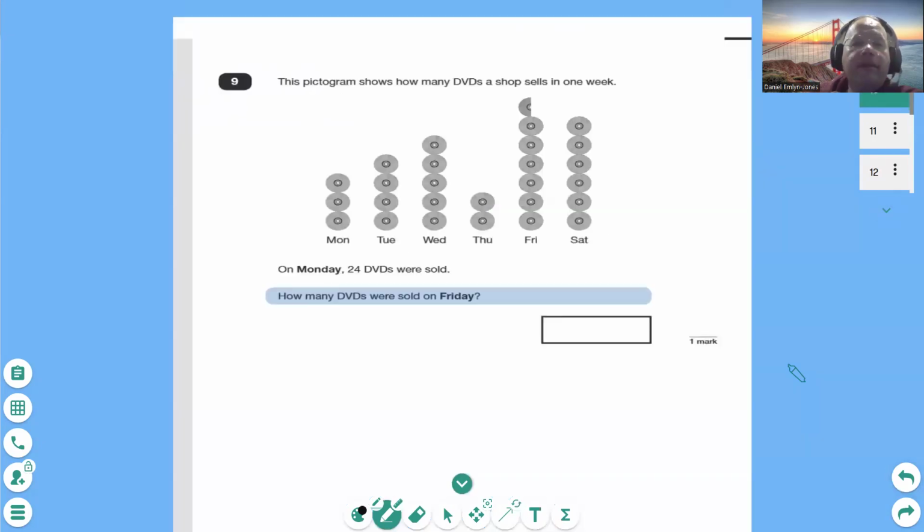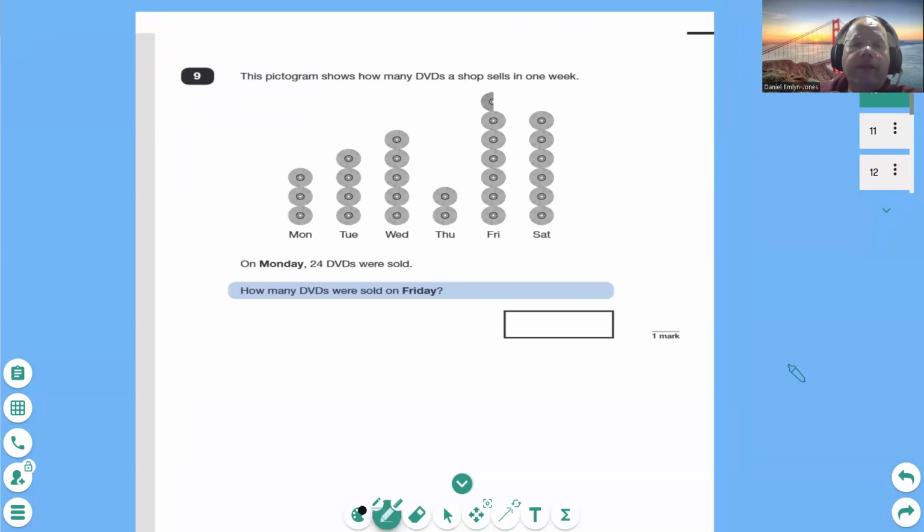Lovely. Next. Ooh, this looks interesting. Again, read very carefully. This pictogram shows how many DVDs a shop sells in 1 week. I thought DVDs were out of fashion now with Netflix and everything, but there we go. On a Monday, 24 DVDs were sold. So that's 24, is it? How many DVDs were sold on Friday?